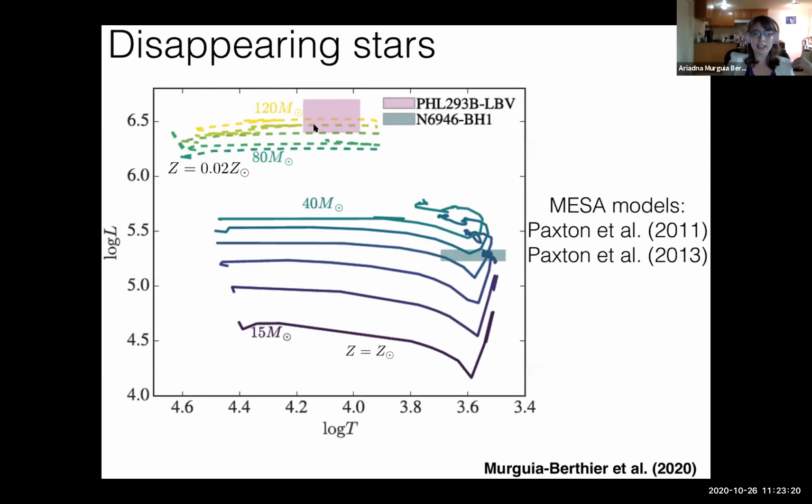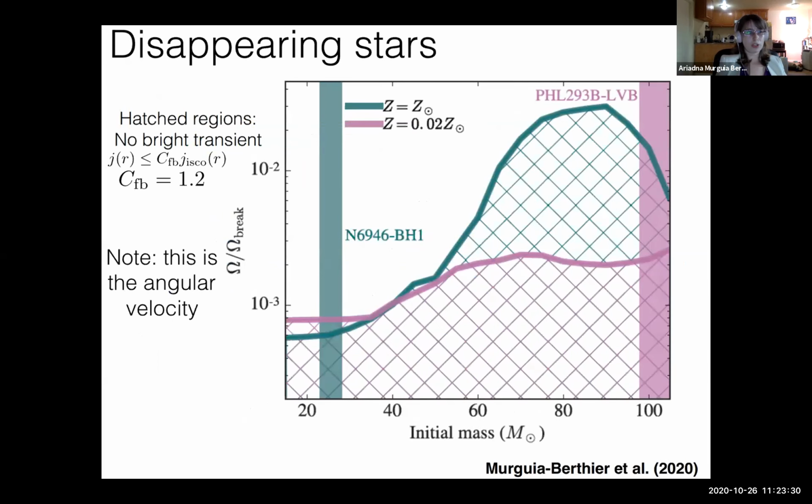The nice thing is that if we know the internal structure with MESA, which is a stellar evolution code, we can use the previous condition in order to get the maximum angular momentum. So this is what I'm showing right here. Here what I'm plotting is the angular velocity where this condition happens, this line right here, as a function of the initial mass. So this line represents where this condition is equal, which means that in this hatched region, we're going to have disappearing stars. So this will constrain the angular momentum of N6946-BH1 and the LBV.